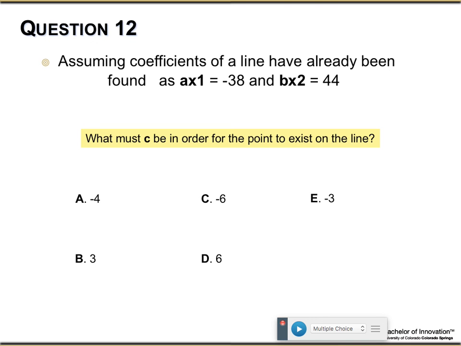okay, one last one for today. So do we go to 1040 or 1050? 1040, okay, that's what I thought. So I somehow keep putting the wrong thing on my phone. But so assuming the coefficients of a line have already been found as the first coefficient, A is -38, B for BX2 is 44. What must C be in order for the point to exist on the line?